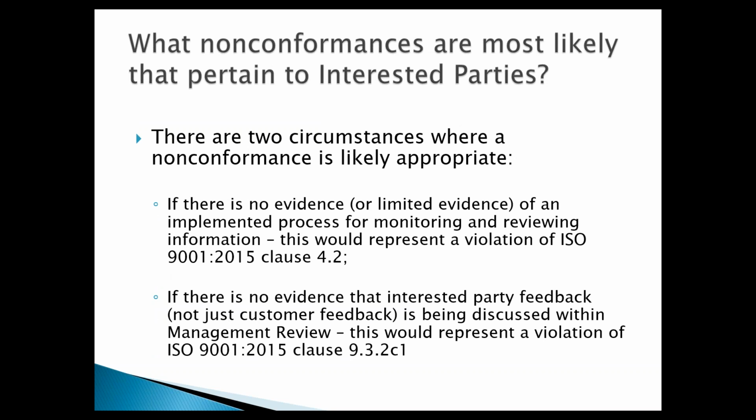Now, are there nonconformances pertaining to interested parties? There are two, actually, in terms of requirements from the standard. First of all, if there is either no evidence or very limited evidence of an implemented process for monitoring and review of interested party information, that would represent a violation of Section 4.2. Also, if there is no evidence that interested party feedback is being discussed within management review, that would represent a violation of Section 9.3.2 C1.